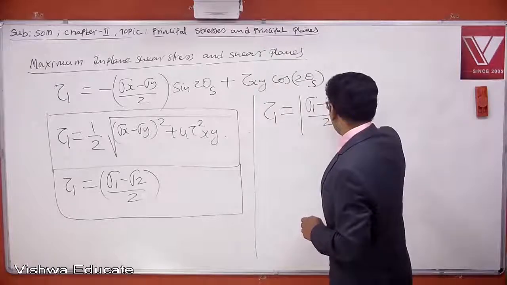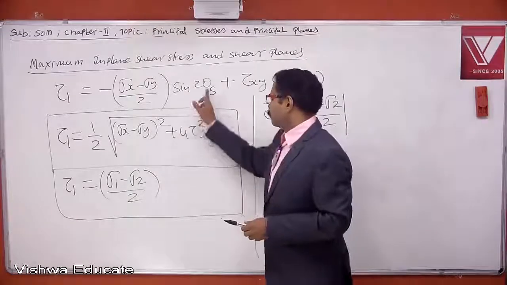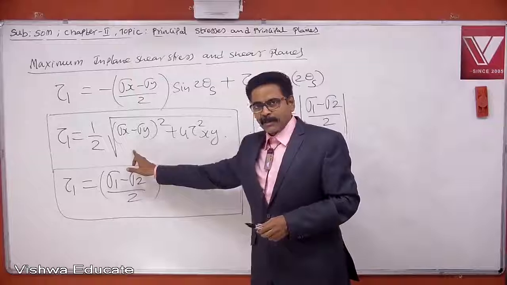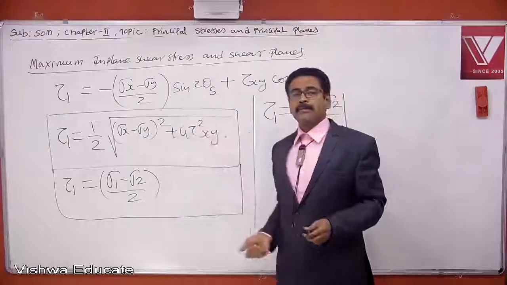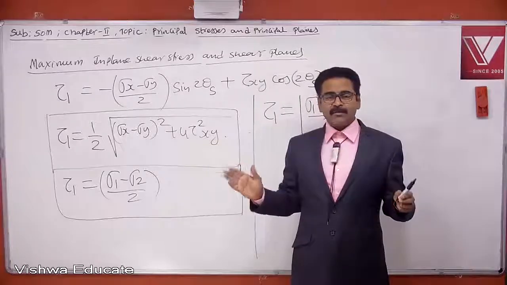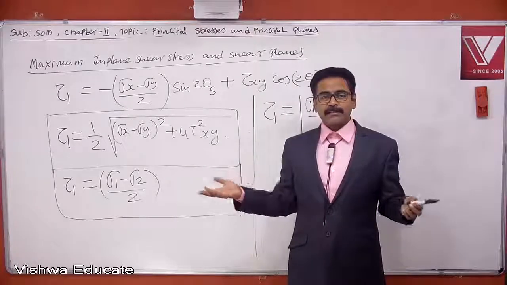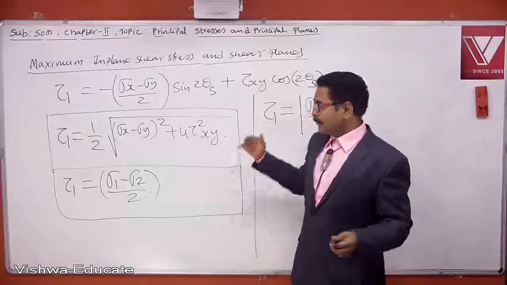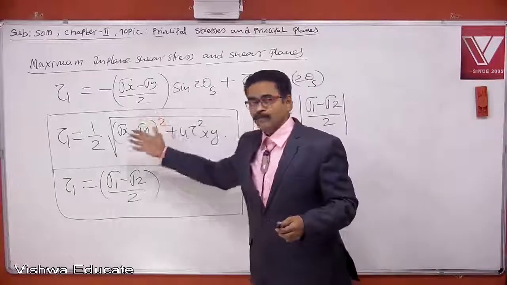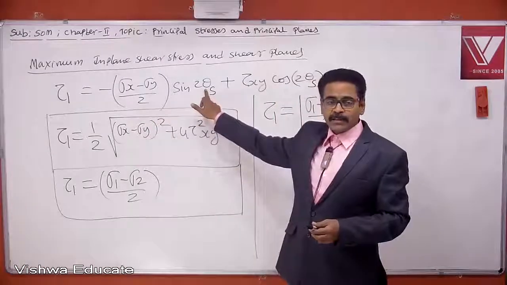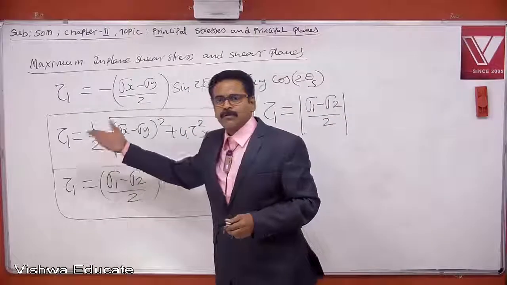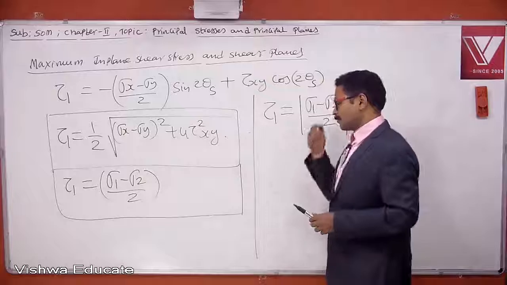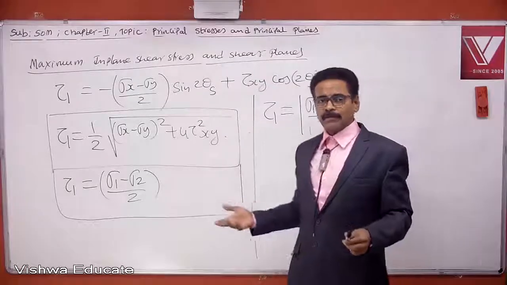Obviously here when you put theta s you will get plus. When you put 90 plus theta s, why 90 plus theta s? The angle between any two shear planes is 90 degrees. If you want to find shear on the second shear plane, replace theta s with 90 plus theta s. In that case, you will get minus here. So, maximum inclined shear stress will be either plus or minus.